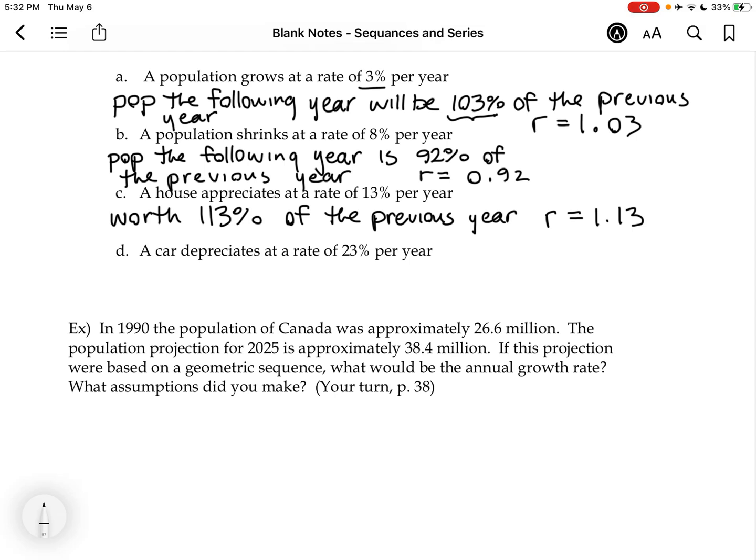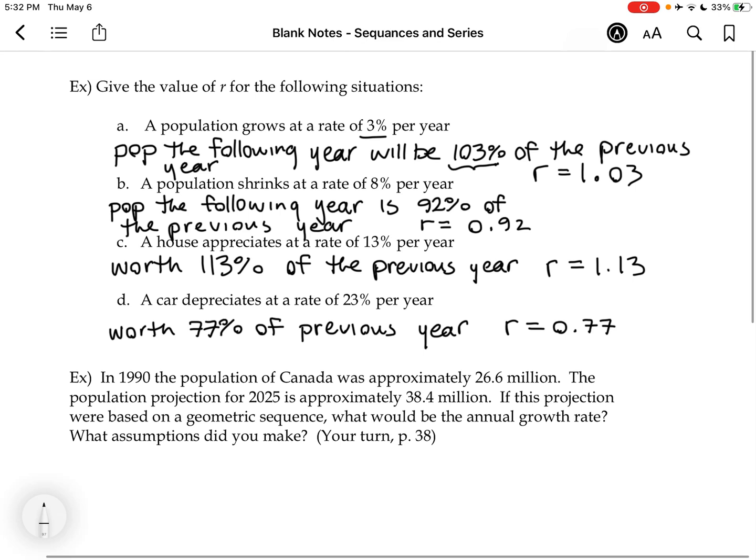Okay, if a car depreciates at a rate of 23% per year, and usually with cars, that's what happens. Very rare for a car to appreciate, right? Depreciate means it's losing value. Well, then the following year, it's only going to be worth 77% of what it was. It's losing 23%. 100% minus 23% is 77%. So it's worth 77% of the previous year. Okay, so R equals 0.77.